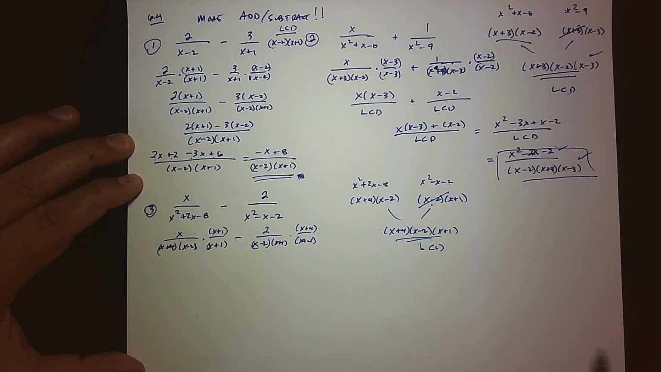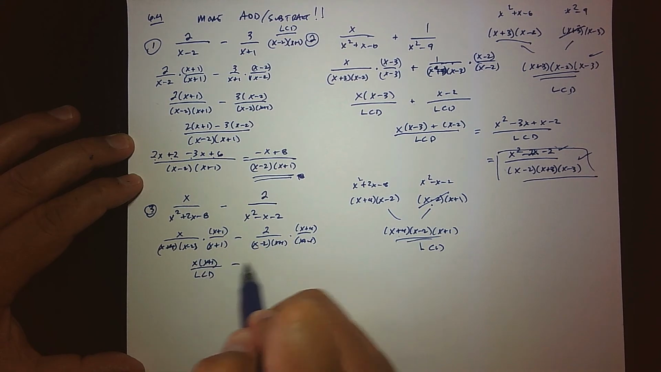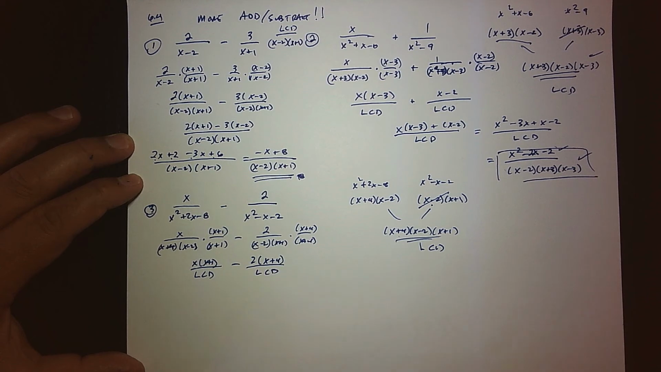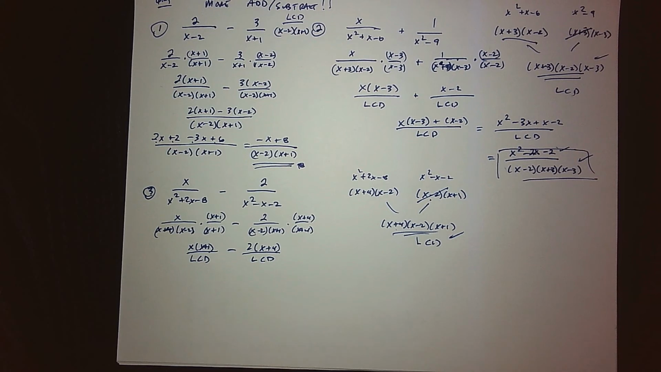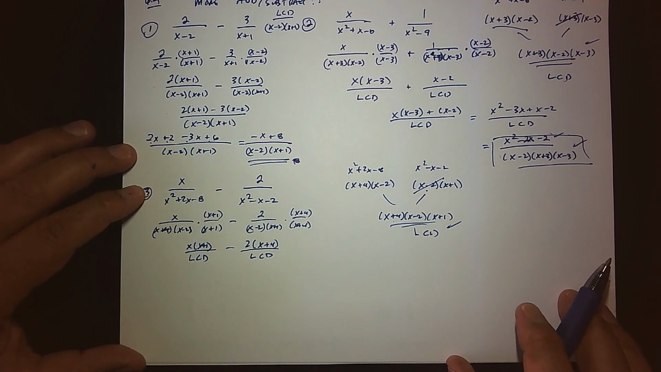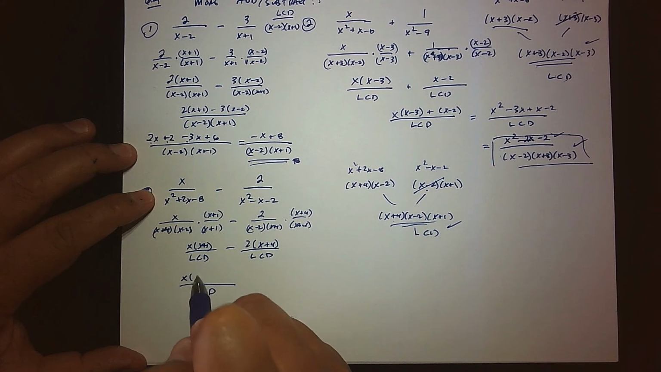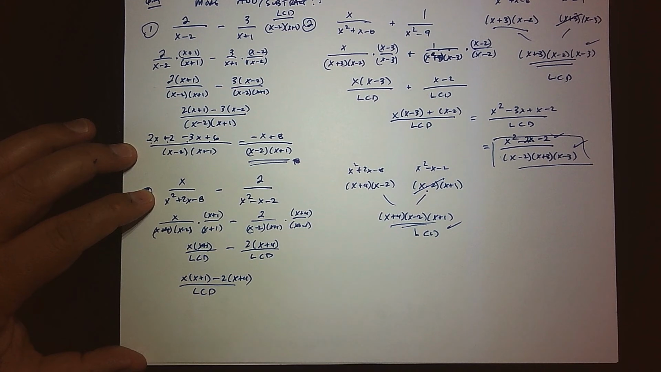Okay? So what we have then is we have our LCD, and we have x and x plus 1, and we have 2 times x plus 4 all over the LCD. Again, if you clearly declare your LCD, I'm okay with you saving yourself some time at that step. Same denominator, so I'll keep it, and I'll take my numerator, and I'll subtract my numerator.